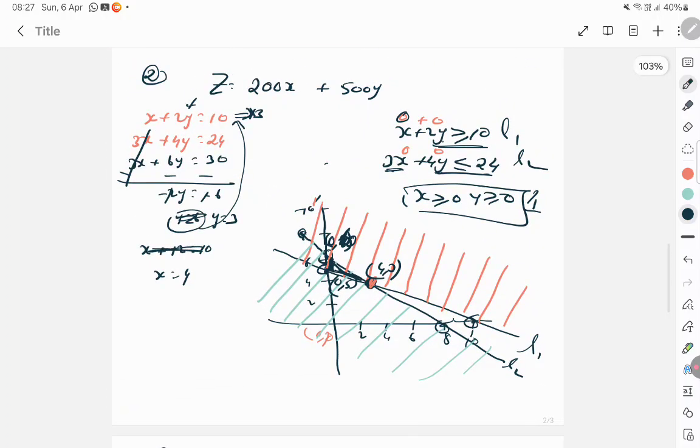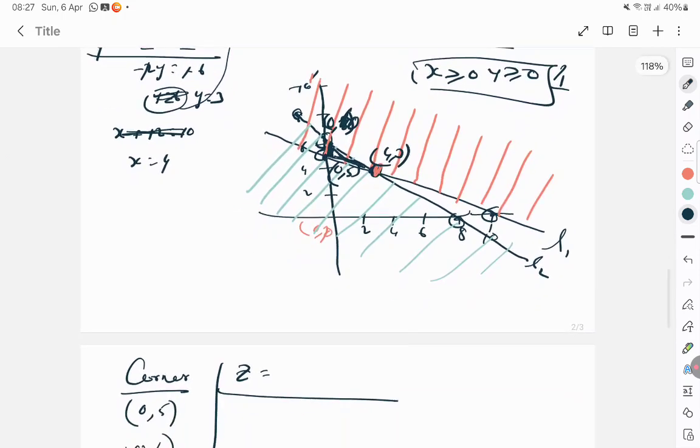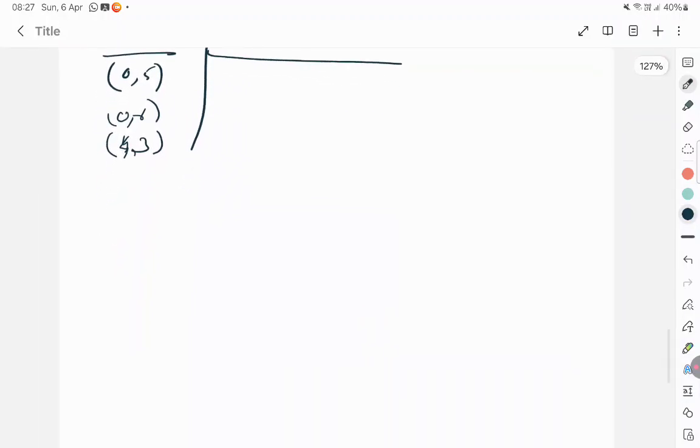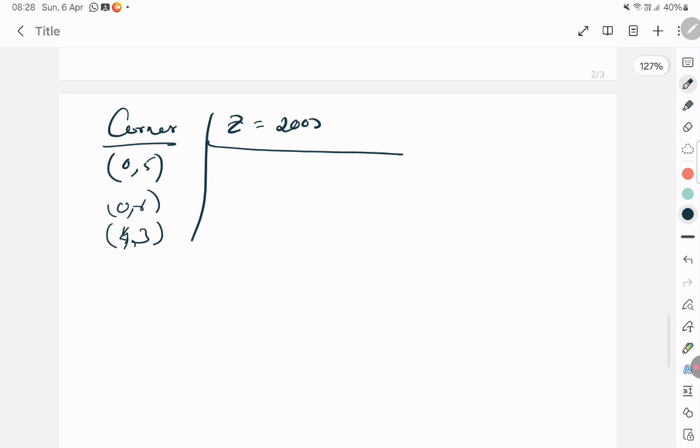Z, what is the objective function? 200x plus 500y. You are my first student of this year. Okay, please, Amma, score it. Do you remember your mom registered last year? 200x plus 500y. First student.